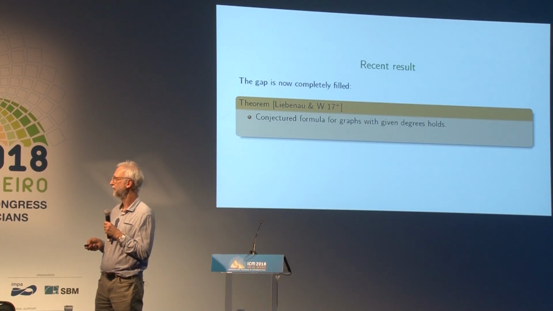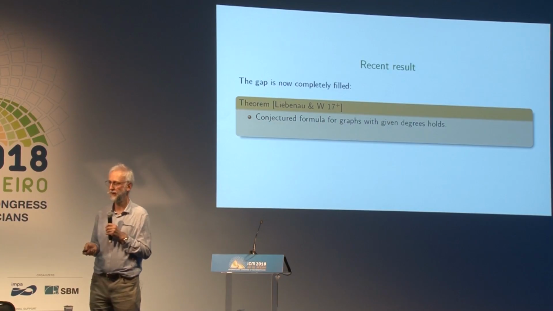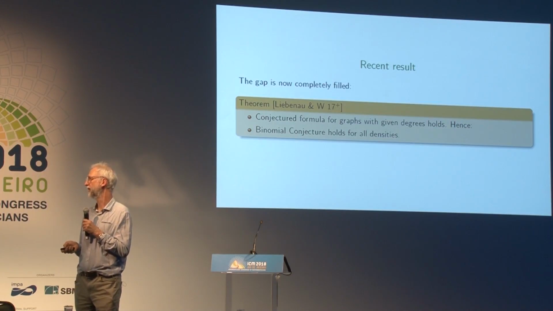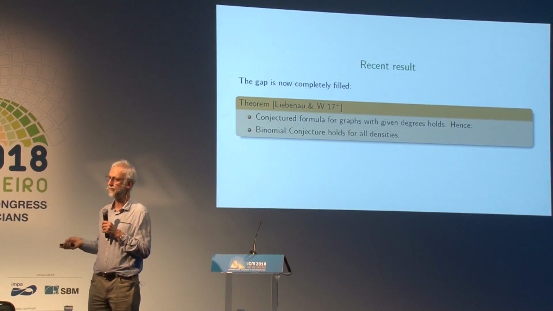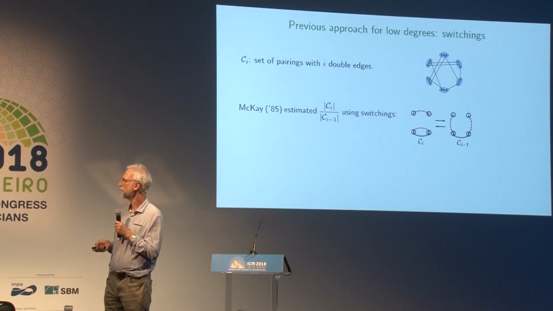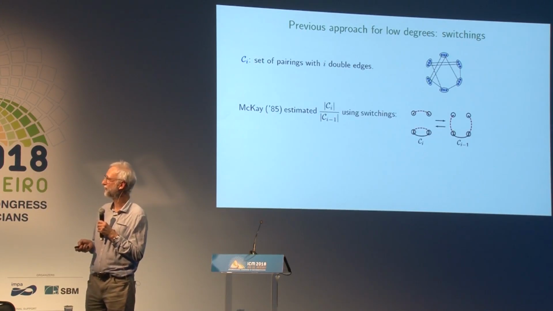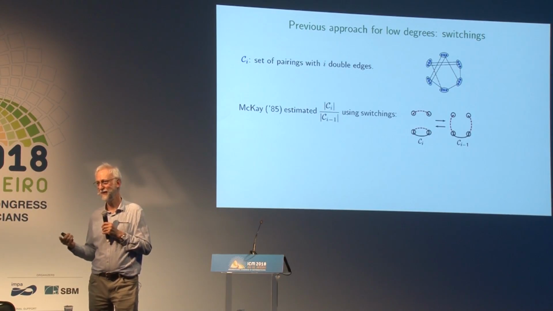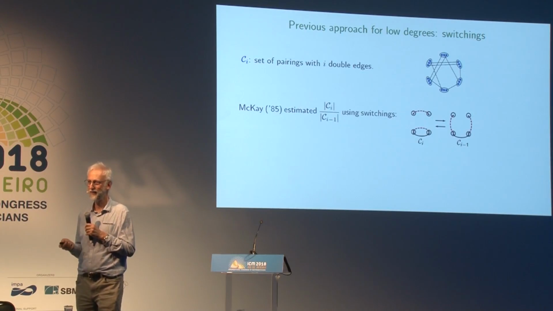Okay, so the recent result is we have filled in the gap now with Anita Liebenau. The conjectured formula for the enumeration result does hold in the gap that was there, and this implies the binomial conjecture holds for all densities. So we can deduce all those results about degree sequences of random graphs from those. I want to look at the approaches used, both the old approaches and new approaches, and I want to say something about the perturbation method in general, because it's a little bit more general than just counting graphs of given degrees.